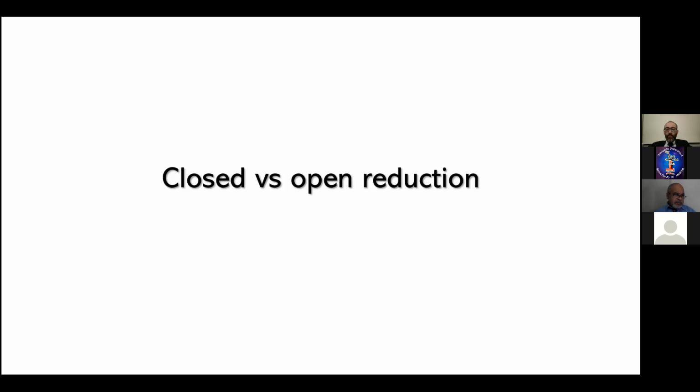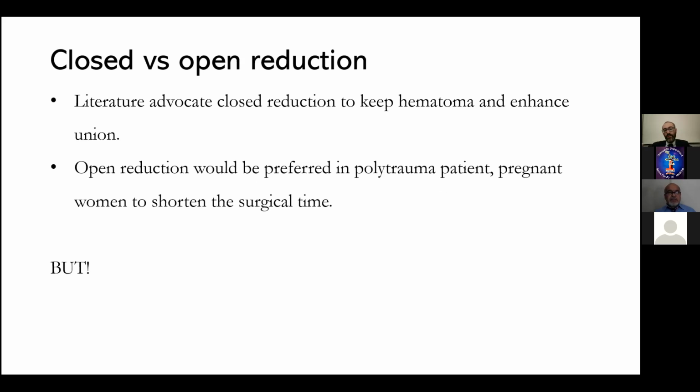Another point about doing the reduction of the fractured femur, open or closed. We tend to see the closed reduction as the standard, but does it make a difference in the outcomes? Let's look at what the people have done. So the literature advocates that closed reduction would keep the hematoma, enhance the union, which gives you better outcomes. You can do open reduction logically if you want to shorten the operation time, like in a polytrauma patient, or decrease the exposure, like in a pregnant woman.